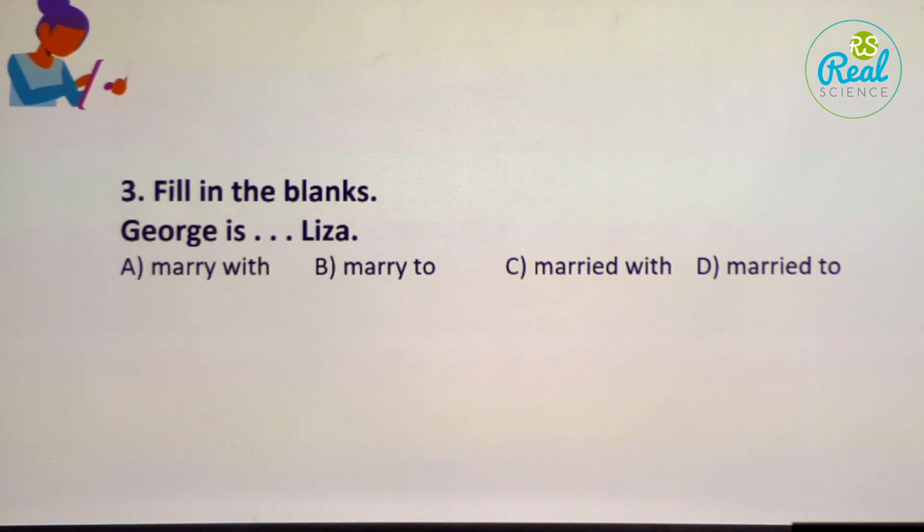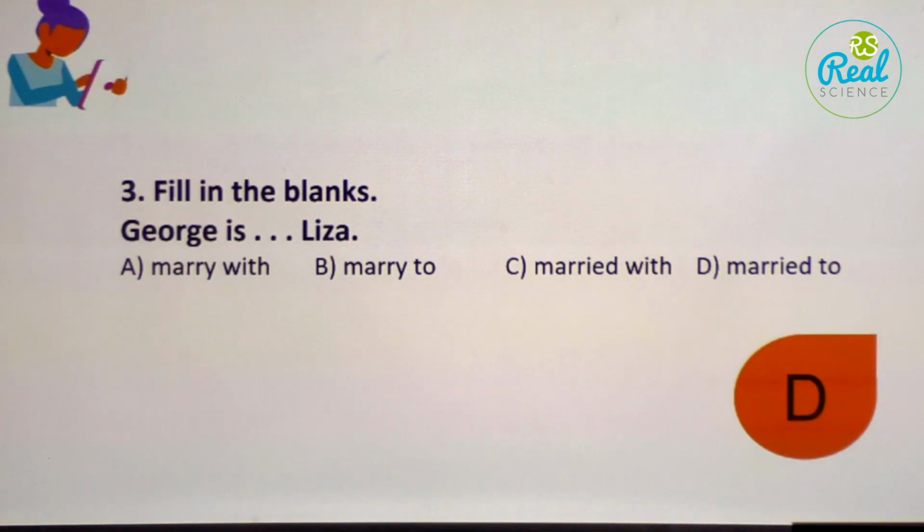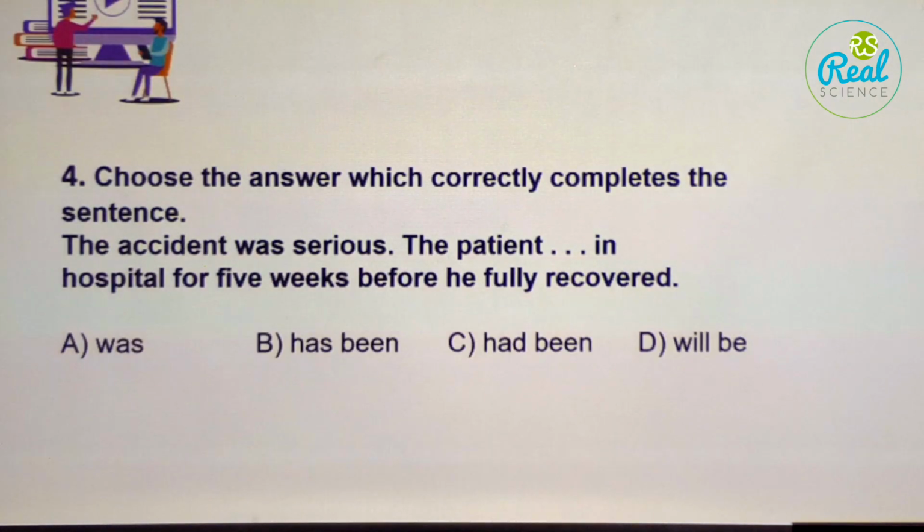Next one, fill in the blanks. George is blank Mary. Married to, married with or married to? D. Yes. Well done. Next, choose the answer which correctly completes the sentence. The accident was serious. The patient blank in hospital for 5 weeks before he fully recovered. Had been. C. Yes, C. Had been.